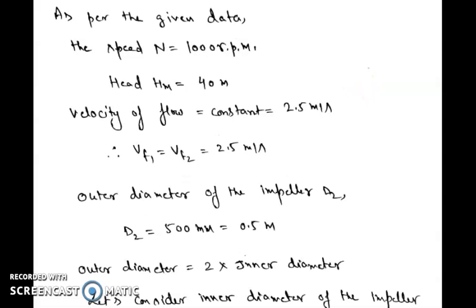Now, as per the data given in the numerical, the speed N is equal to 1000 rpm. The value of head Hm is given as 40 meter. The velocity of flow is constant and is equal to 2.5 meter per second. So velocity of flow at inlet Vf1 is equal to velocity of flow at outlet Vf2 is equal to 2.5 meter per second. Outer diameter of the impeller D2 is given as 500 millimeter, which is equal to 0.5 meter. It is also given that outer diameter is equal to 2 times of the inner diameter.